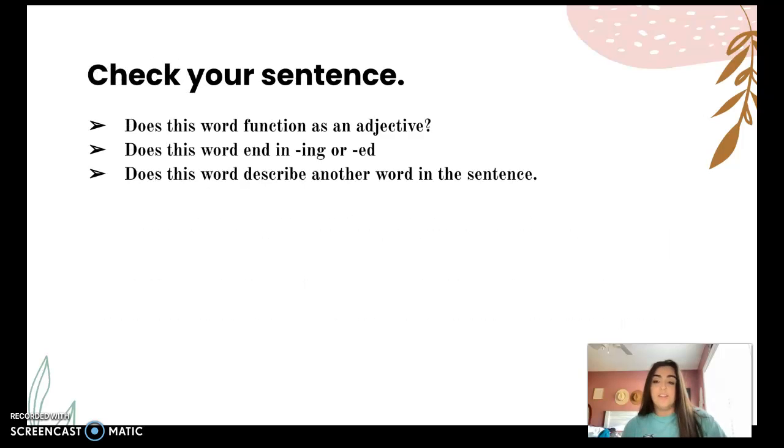All right, let's check your sentence. Does this word function as an adjective? Does this word end in -ing or -ed, or -en, depending on if it's a past participle or a present participle? I left -en out, sorry y'all. Does this word describe another word in the sentence? Remember, participles function as adjectives, so they describe. And can you name if it's a past participle or a present participle?